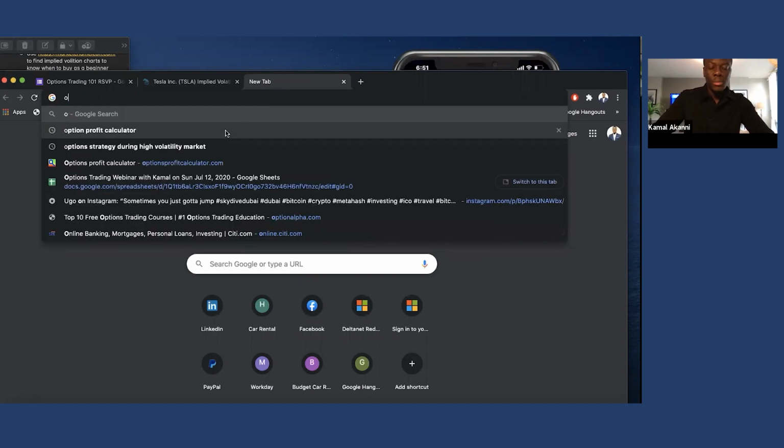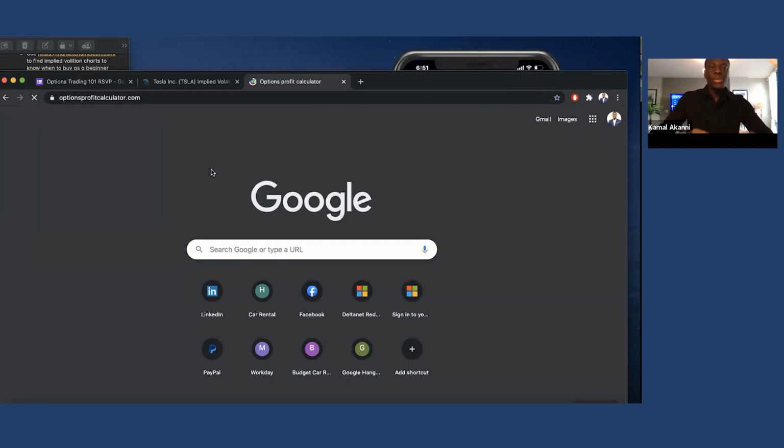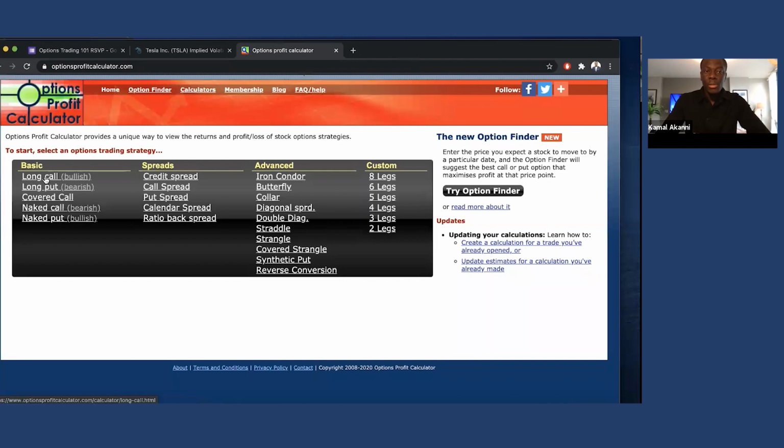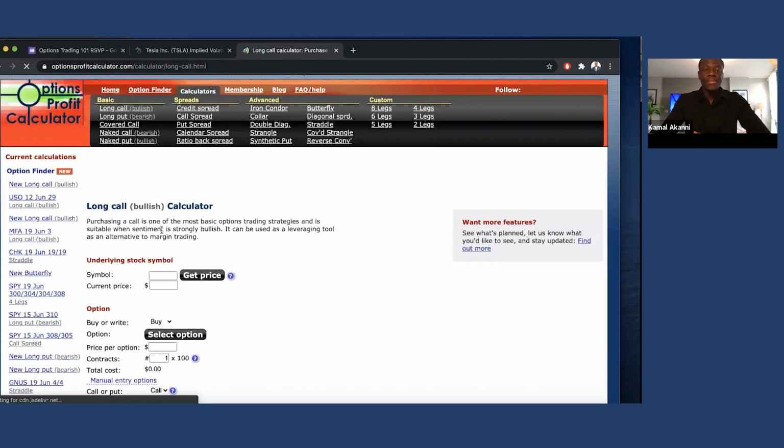Options. So this is a good tool, an options calculator. This helps you know beforehand how much you can potentially make. If you don't want to do the math with the delta, etc., and you just want to type in a few numbers, a few letters, and it will tell you, hey, you'll be rich by this amount of time.